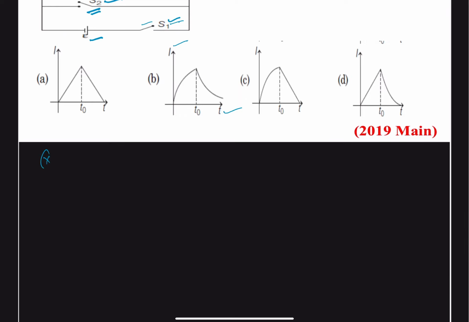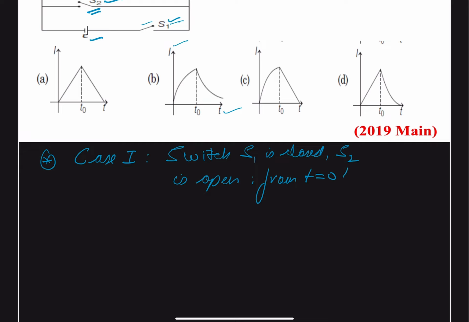So we have two cases. Case 1, which gives us that switch S1 is closed, S2 is open, and this is from t equal to 0 to t equal to t0.